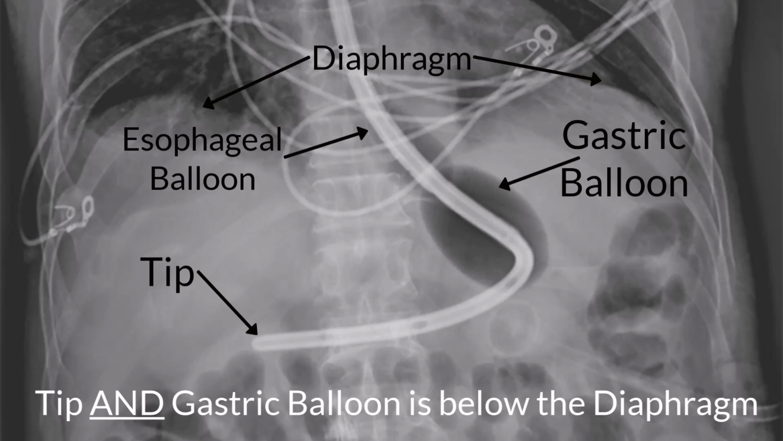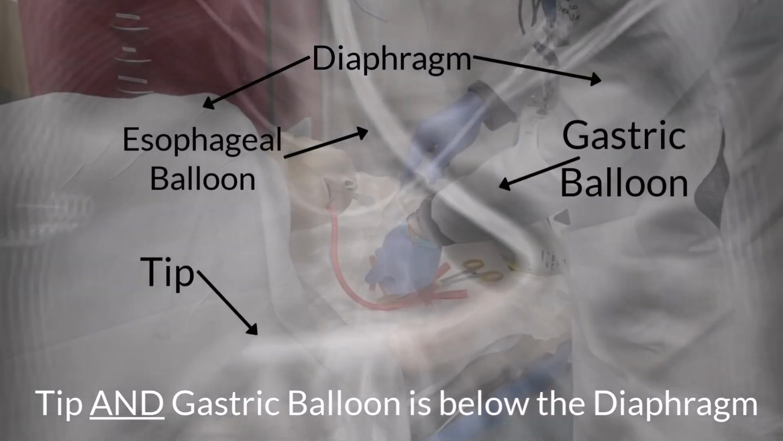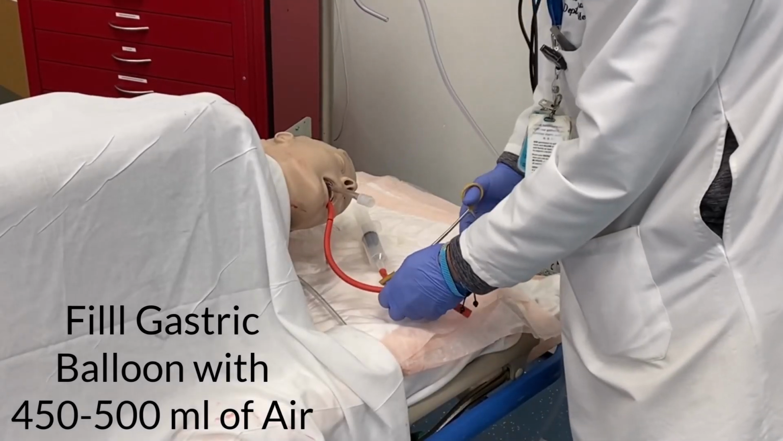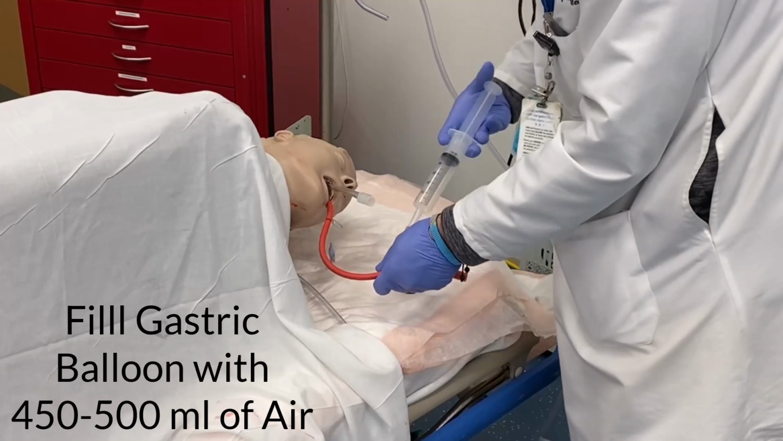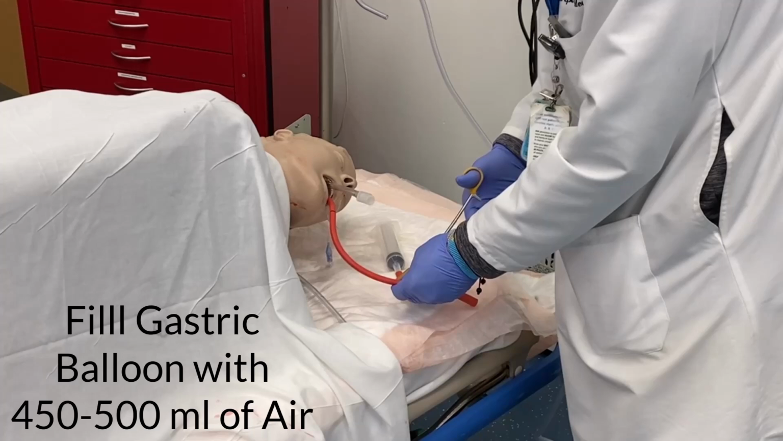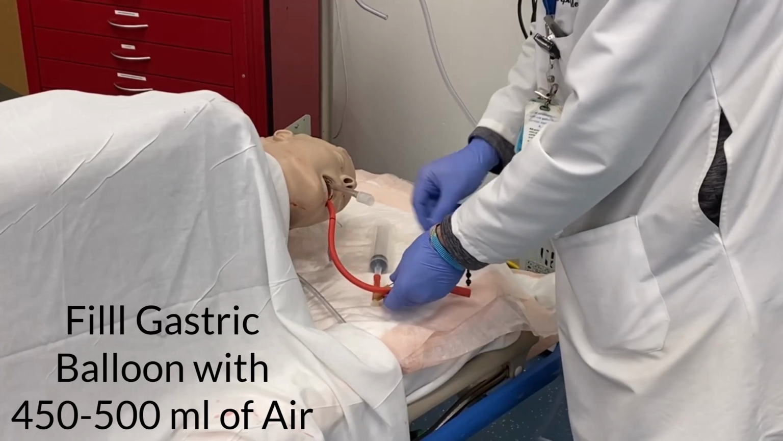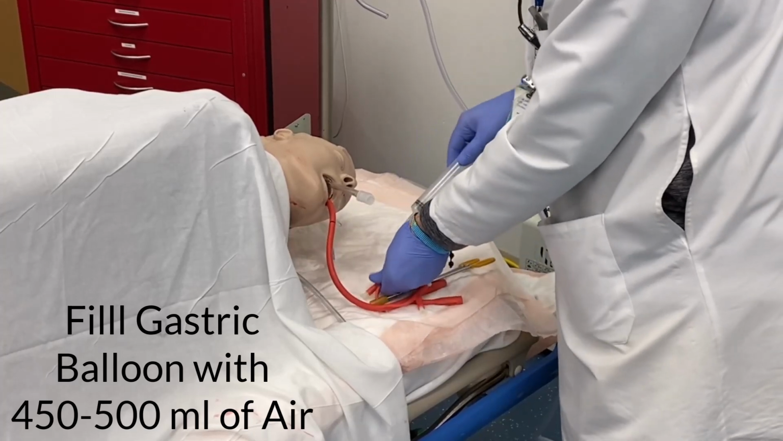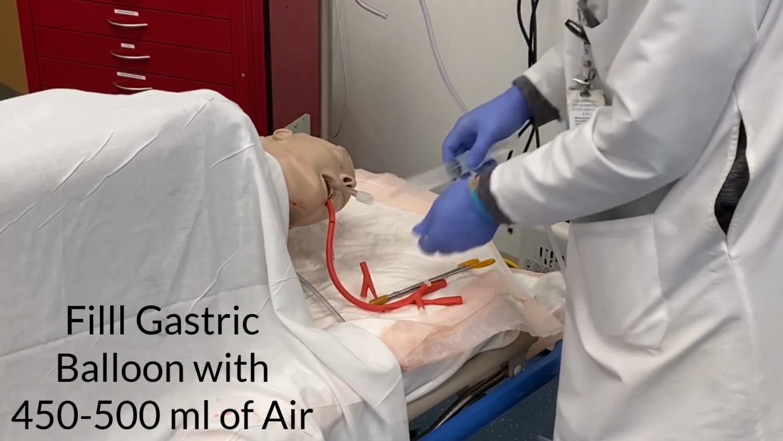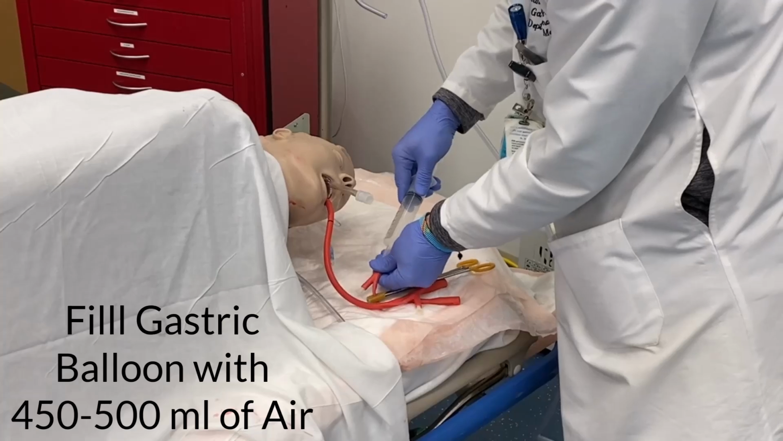Minnesota tube. The gastric balloon and the tip of the catheter must both be below the diaphragm as seen here in this chest X-ray. Once the placement of the Minnesota tube is confirmed by chest X-ray, you should slowly inflate the volume of the gastric balloon with 450 to 500 milliliters of air. Using a 60 milliliter syringe, inject air into the gastric balloon. In between each injection of air, ensure that the rubber shod clamp is sealing the gastric balloon port.